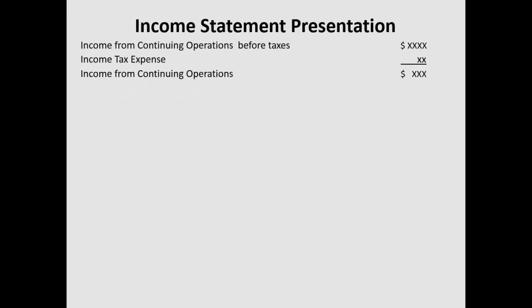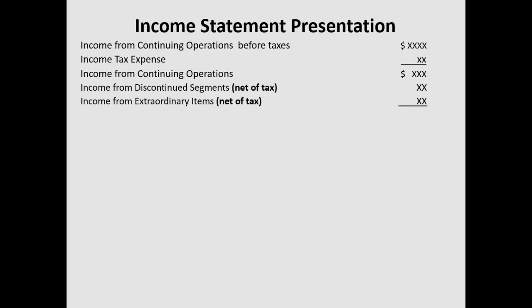And what about the income statement presentation? Well, you have income from continuing operations before taxes, then you must show income tax expense, then you show income from continuing operations. That is your after tax. So this is showing it gross and net. The next classification on your income statement on that multi-step is income from discontinued segments, but it's shown net of tax. Income from extraordinary items, shown net of tax. Then you have net income.